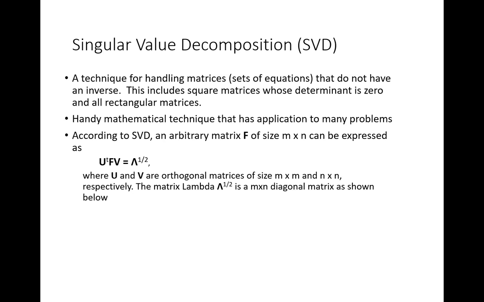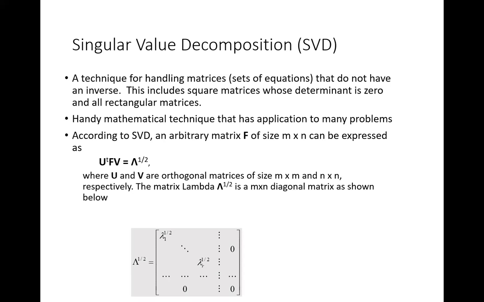What are these U and V matrices? U and V are orthogonal matrices of size m by m and size n by n respectively. And the matrix lambda is an m by n diagonal matrix as shown here. So it is a diagonal matrix of square root of lambda 1, square root of lambda 2, and so on, going all the way up to square root of lambda r, and then the rest of the diagonal values are 0.